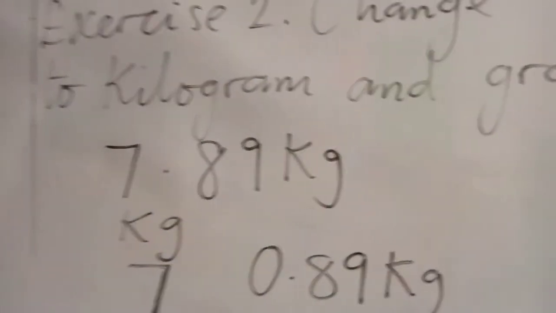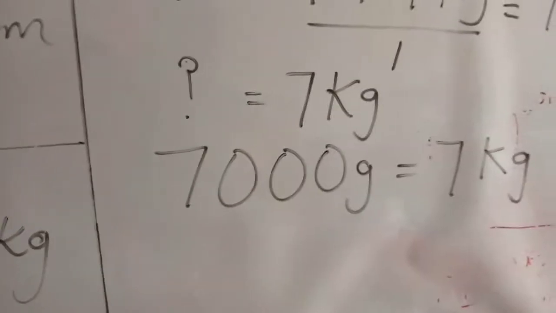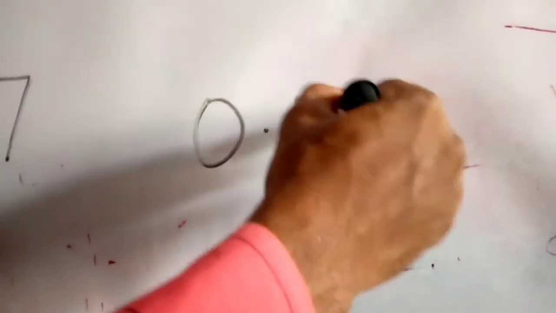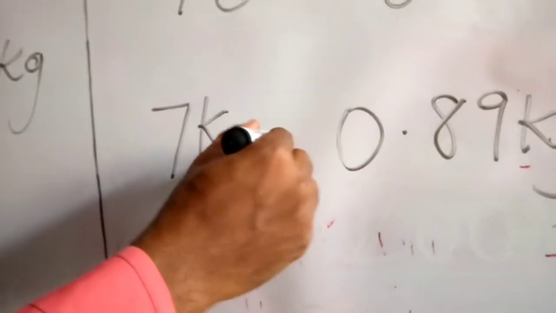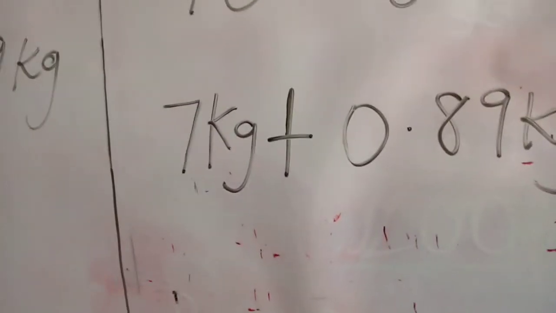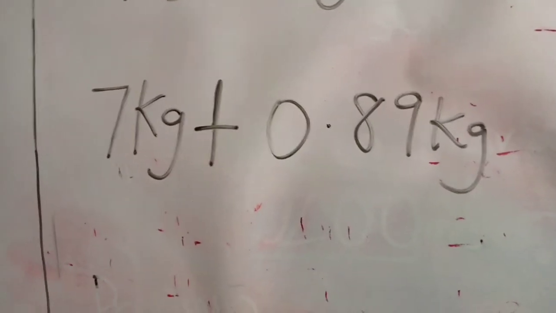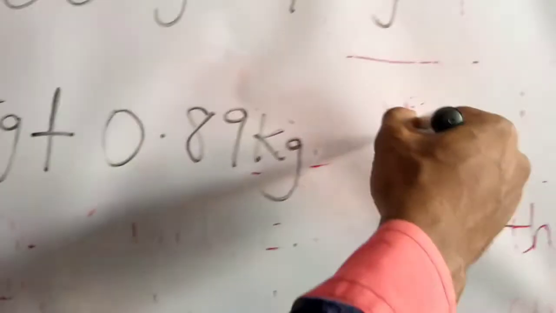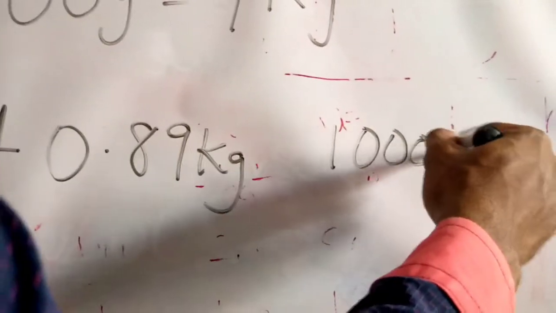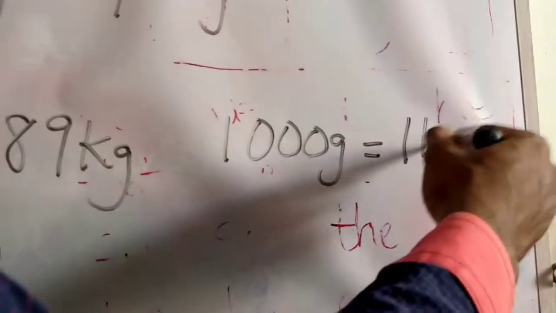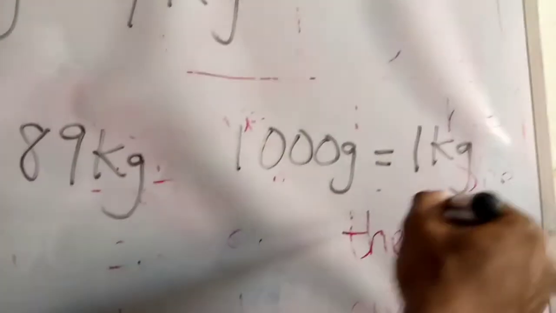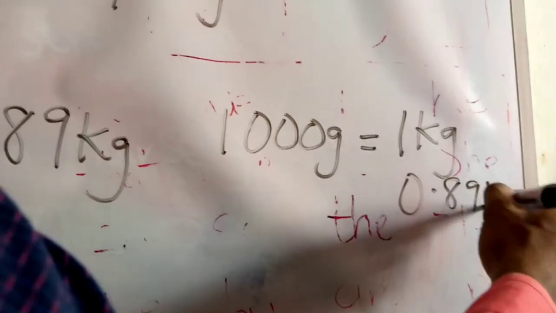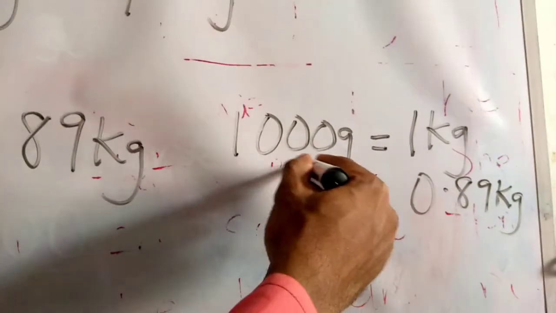So let's go here. We have 0.89 and this is already in kilogram, so we don't need to change this. Let me use plus to separate both. So remember our relationship. We said what? 1,000 gram is what? 1 kilogram. Now we have what? 0.89 kilogram is what? We don't know.